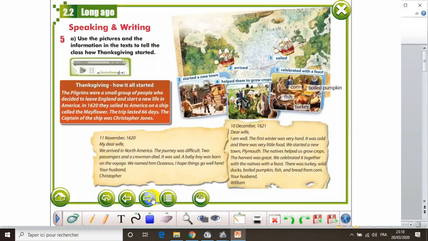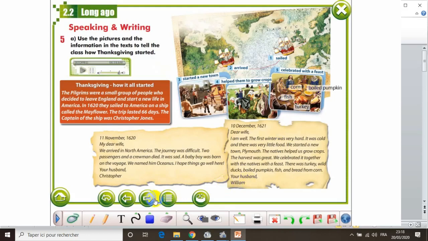Next one. Speaking and writing: use pictures and information in the text to tell the class how Thanksgiving started. It means you look at the pictures here and tell the class what happened. You write just sentences. I think they are already here. You listen to the example. The Pilgrims sailed from England in the Mayflower in 1620. They arrived in America and started a new town, Plymouth. The natives helped them to grow crops. They celebrated their first harvest with a big feast with turkey, fish, corn, and boiled pumpkin.